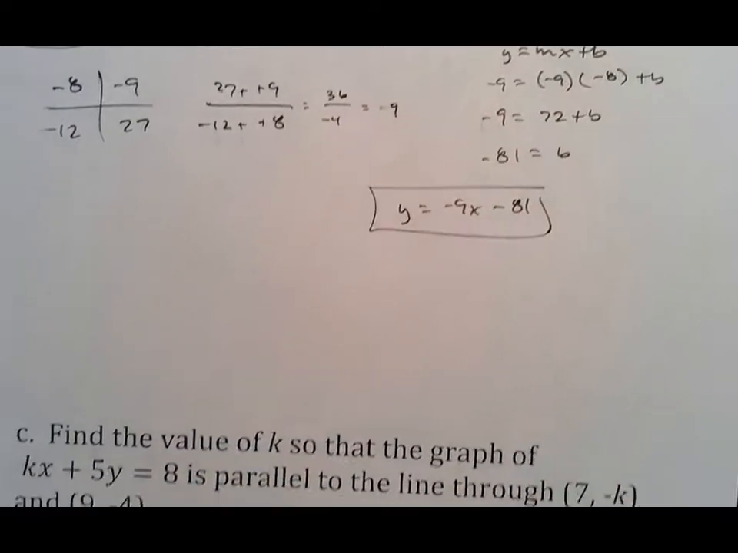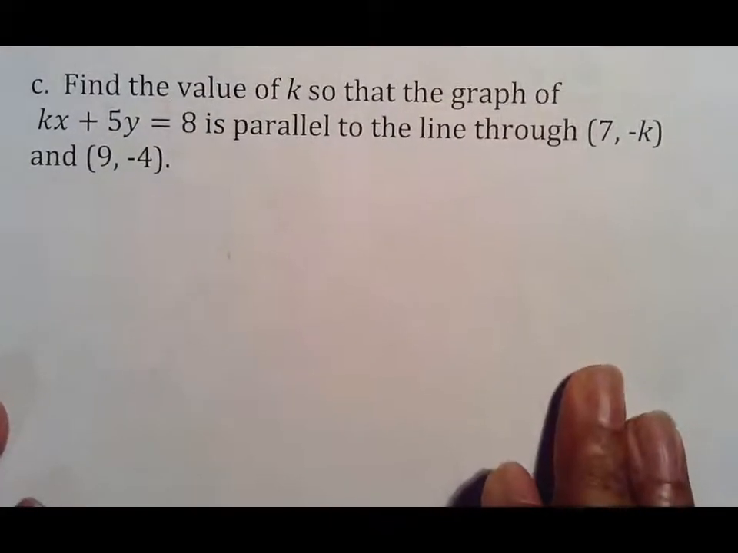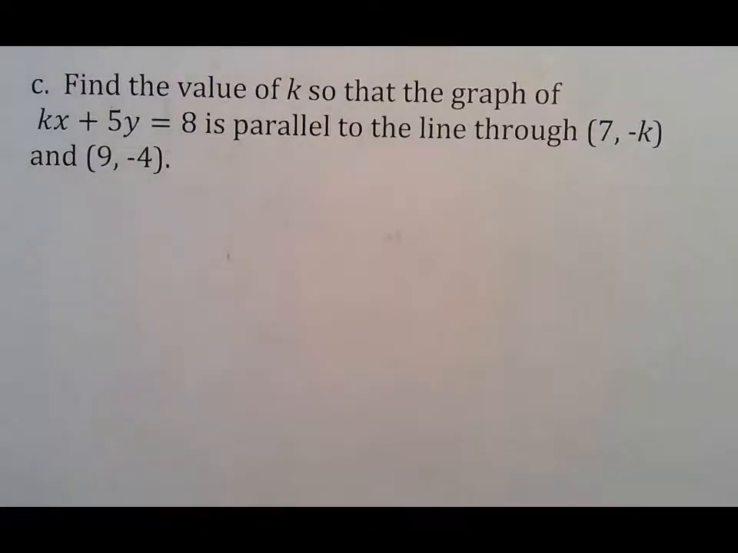There is one more question that we have to do, and it is your quote-unquote trick problem. It is a test question. You will see this again. Find the value of k, so the graph of kx plus 5y equals 8 is parallel to the line through 7, negative k, and 9, negative 4.